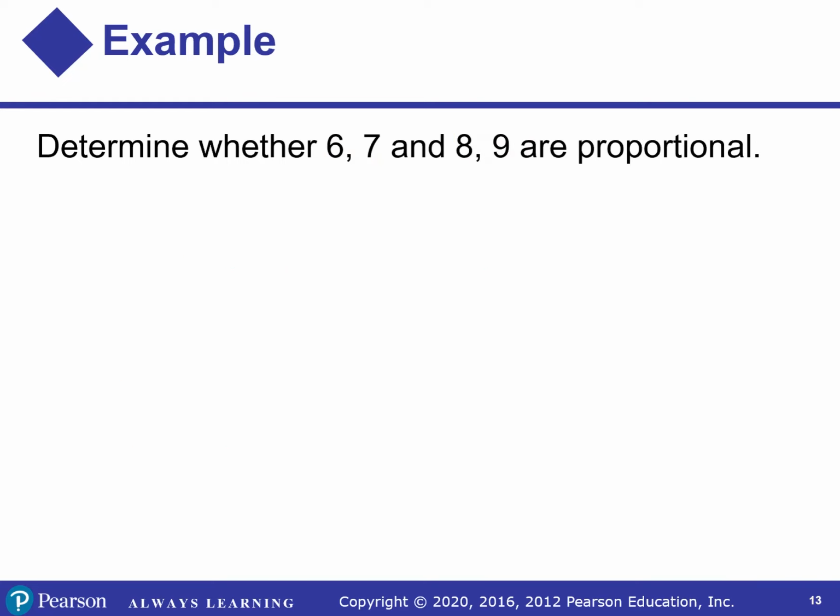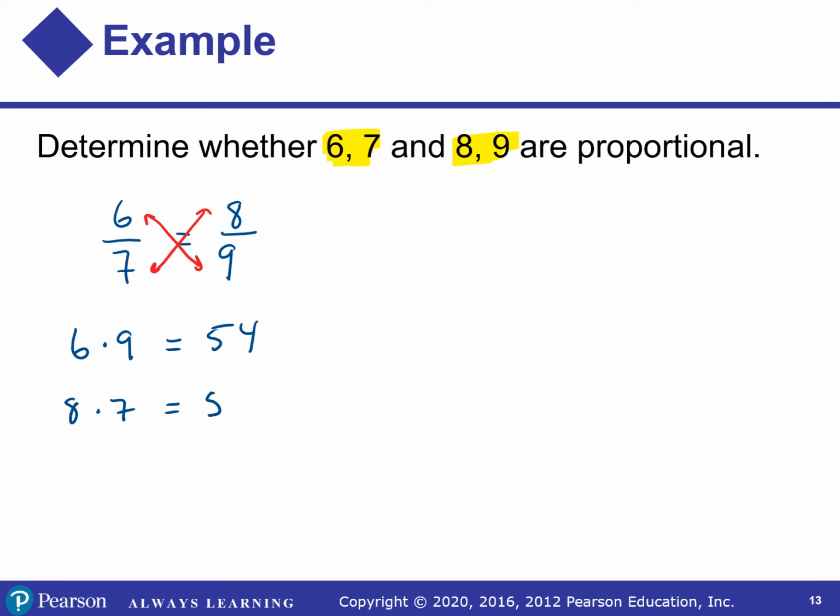So for example, determine whether the 6 and 7 are proportional to 8 and 9. So we do the same thing. Set up the ratio 6 over 7 and set that equal to 8 over 9. And basically we're asking, is this a true statement? So to test that, we calculate the cross products. We cross multiply. So 6 times 9, well, that's 54. And 8 times 7, well, that's 56. So we have two different numbers here, so no.